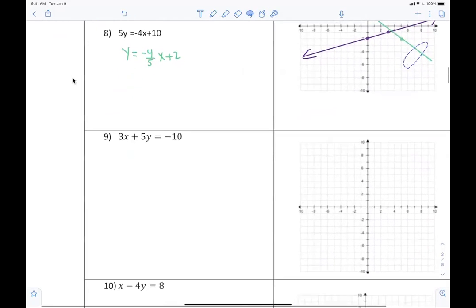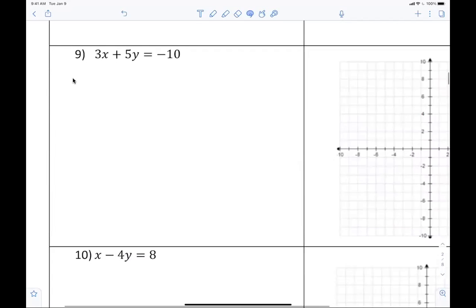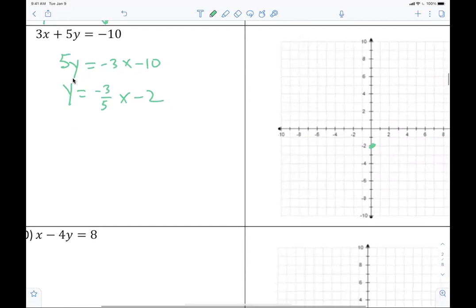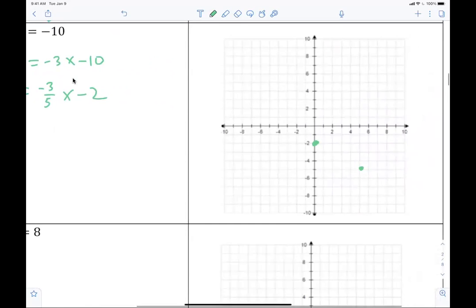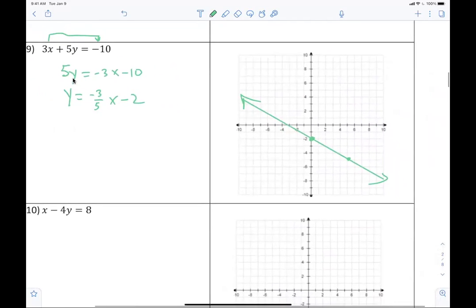Okay, so for number 9, what do I have to do? So you have 5y equals -3x minus 10. Remember, you throw the 3x to the right side, and then you divide by 5, so y equals -3/5 x minus 2, and then you plot it on the y-axis at -2, and then you go down 3 and right 5. Anybody have any issues with that? Anybody?